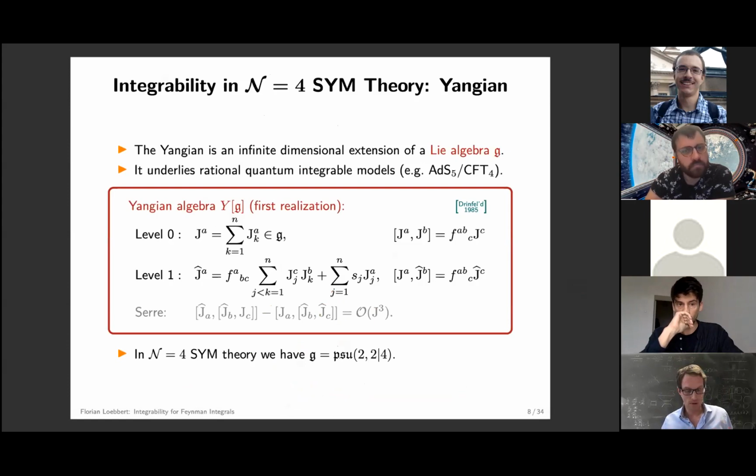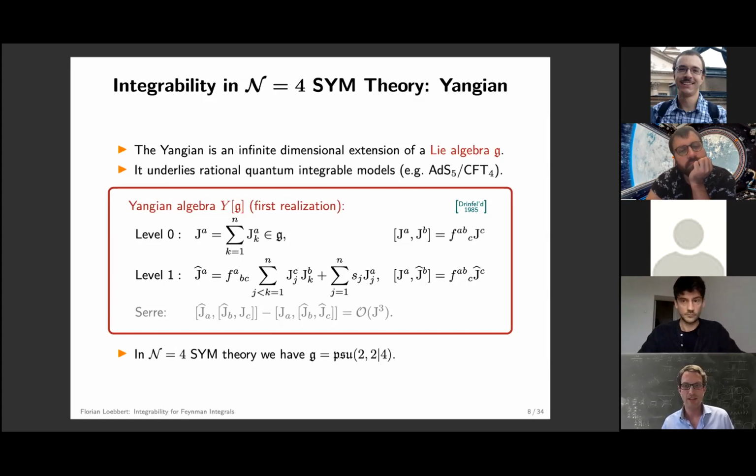So when I want to ask what integrability means for these Feynman integrals alias correlation functions, I should first go back to say what I mean by integrability in N=4 super Yang-Mills theory. And of course, there are different ways to see the integrability. And here the take will be to understand it as the Yangian symmetry that underlies many different situations.